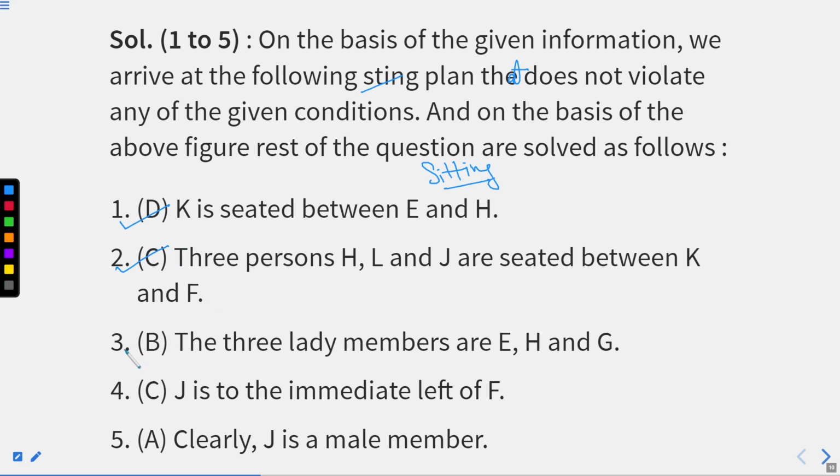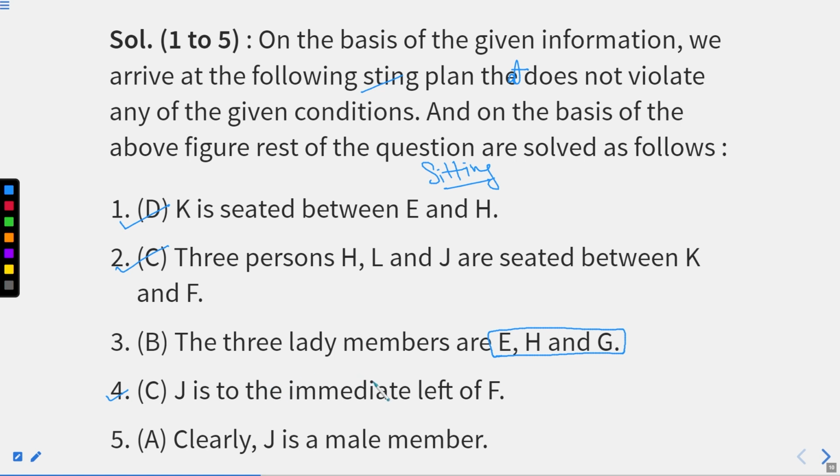The third question is B. The answer is there are 3 ladies that are E, H and G. This we have already figured out while reading the instructions. That is why I said reading all the instructions carefully is important while answering all the questions, right? Now we'll move to the next question, that is question number 4.